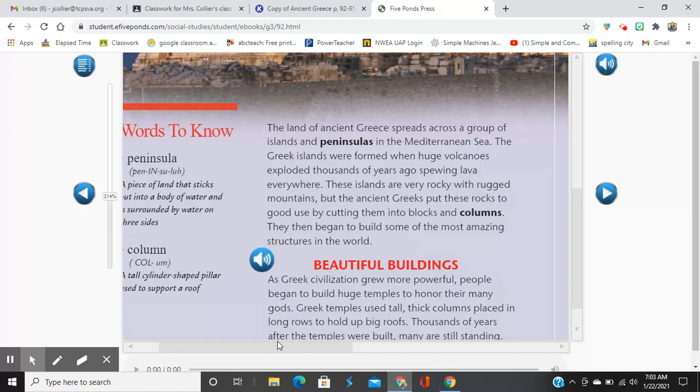These islands are very rocky and rugged, with rugged mountains, but the ancient Greeks put these rocks to good use by cutting them into blocks and columns. They then began to build some of the most amazing structures in the world. And we have the heading Beautiful Buildings.